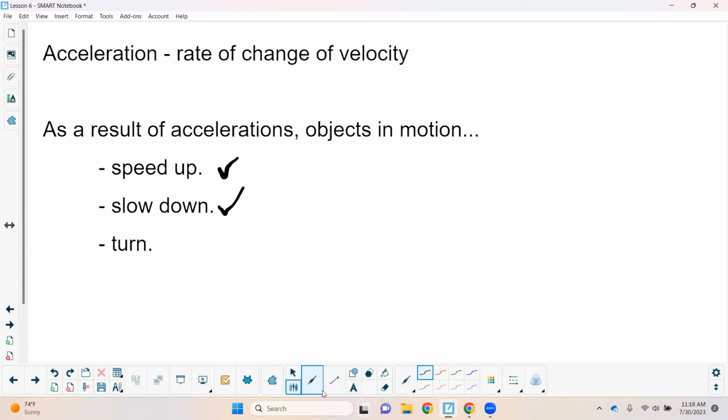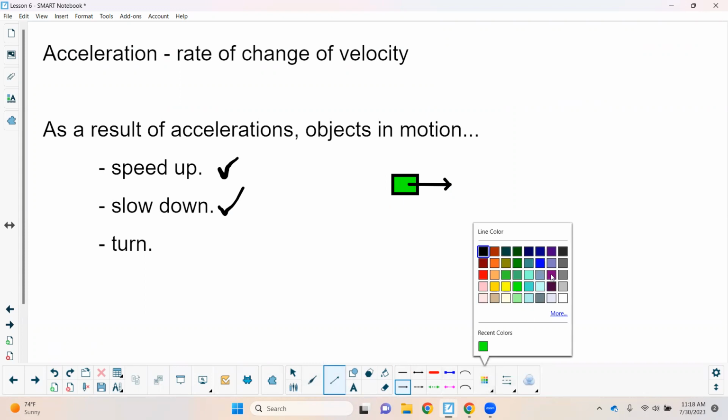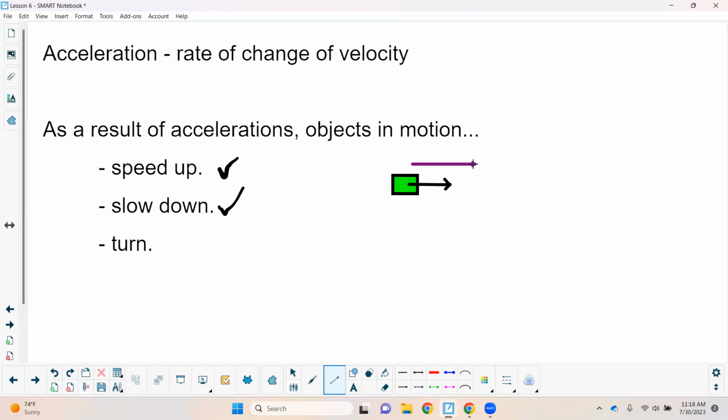So like if we wanted something to speed up, if I had my object here and it was at rest, and I applied some force, or it was moving to the right here. So this green box is sliding to the right, and I wanted it to go faster. We would apply a force that would go in the same direction if we wanted it to speed up. So our purple arrow there represents a force, and this black arrow represents the velocity. I'll just label those real quick. So if the velocity was that way, and I applied a force to it here, that would cause it to speed up. Because they're in agreement, it would speed up.